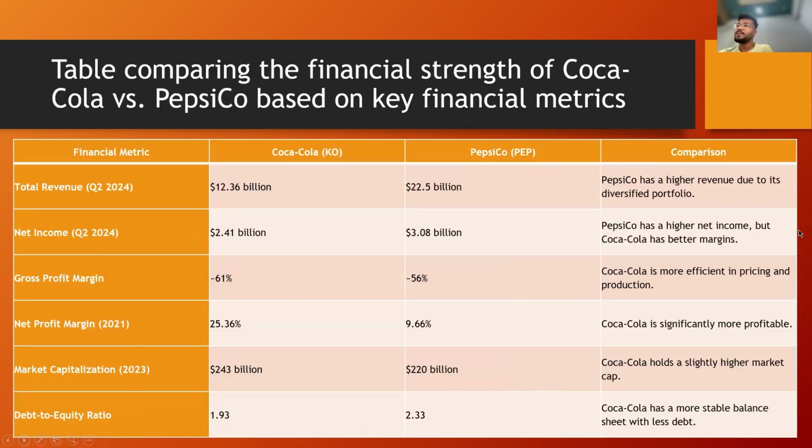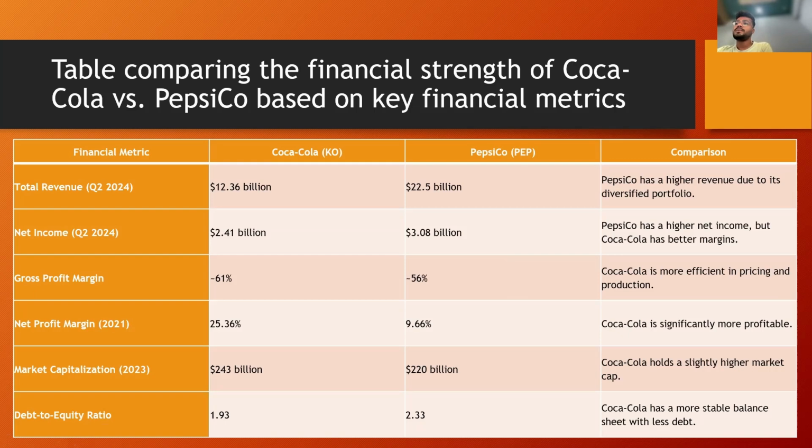So here is the table comparing the financial strengths of Coca-Cola versus PepsiCo based on key financial metrics. So for total revenue, in comparison, PepsiCo has a higher revenue due to its diversified portfolio. In net income, PepsiCo has a higher net income, but Coca-Cola has a better margin.